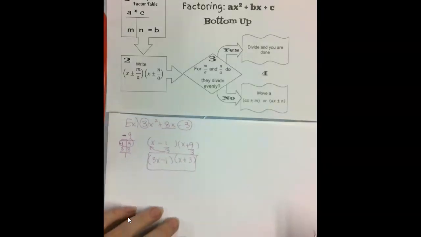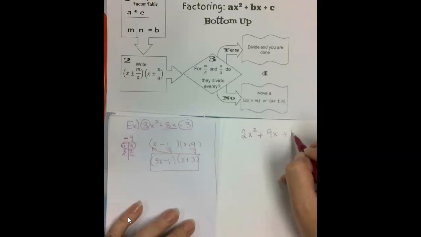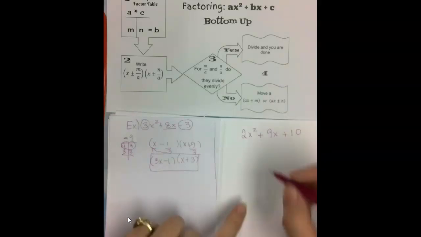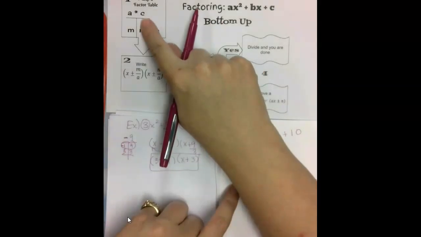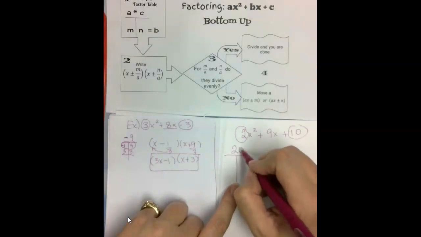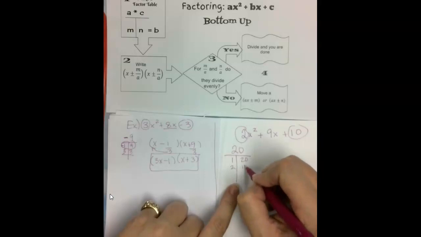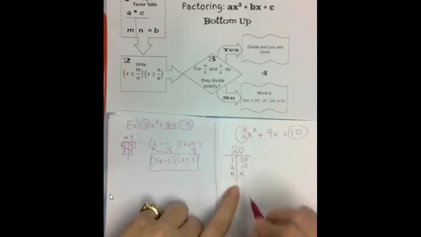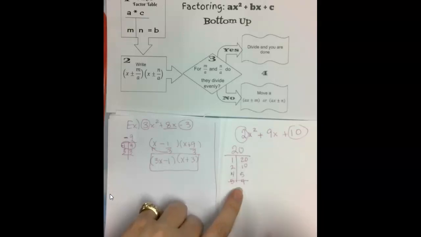Okay, let's do another example. Okay, here's my example. Pause it if you need to copy it down. And the whole key to getting these to work is to do this little table to begin with. So we start off and we do A times C. A times C is 20. It goes here. Then I do my table. 1 and 20, 2 and 10, 3 doesn't work, 4 and 5. Then I would do 5 times 4. Oh, look, that repeats, so I can stop.